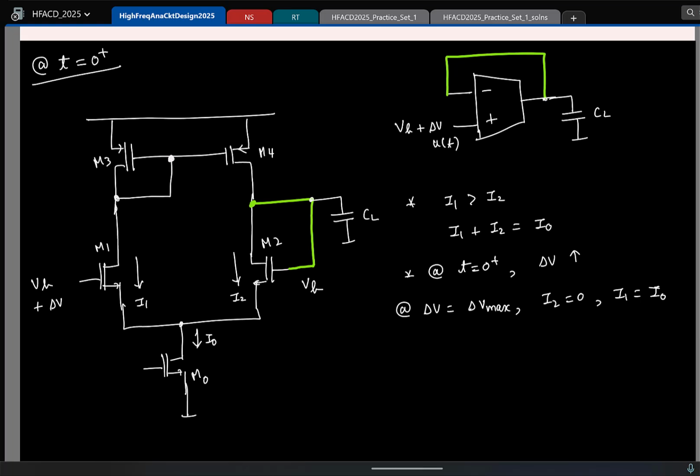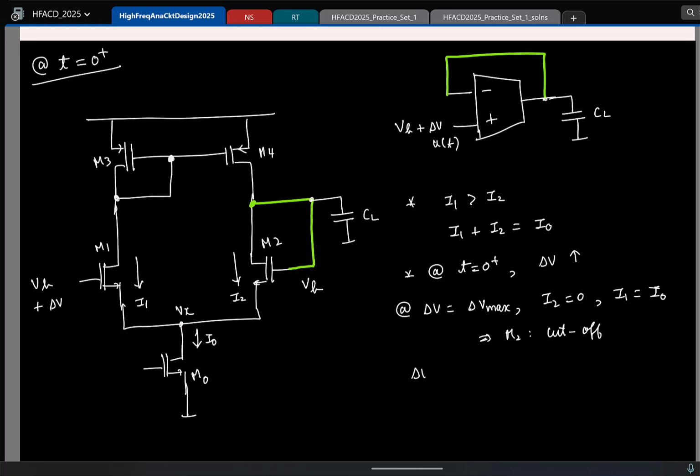Is this clear? Again, this is at t equal to 0 plus. That instant is what I'm looking at. So I2 is 0, which means M2 is just entering cutoff. And one thing to notice, M2 is entering cutoff because of the following: if the gate voltage here is increasing, this source voltage will also increase, right?